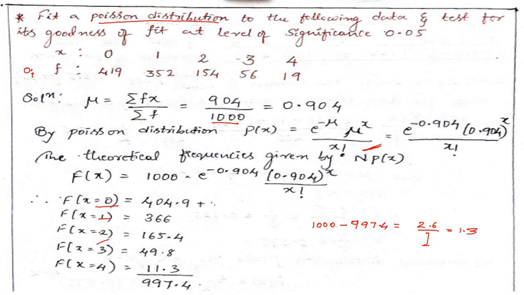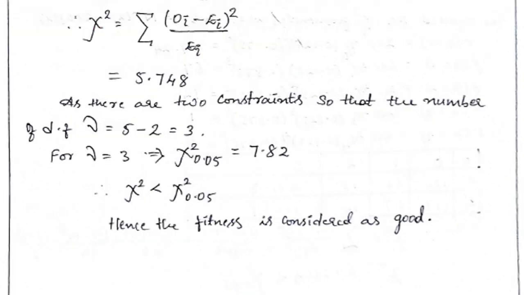So if I add 1.3 to the end intervals, I am going to get the value as 406.2, and here I will get the value as 12.6. Now if you consider the sum of this, the expected value is equal to the observed value. Now using these values in the chi-square formula, I am going to get 5.748.